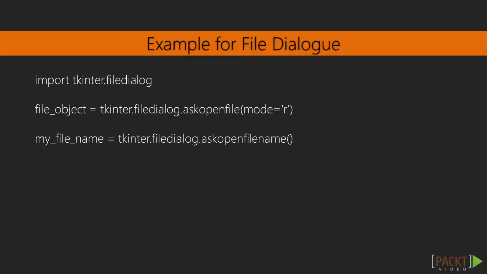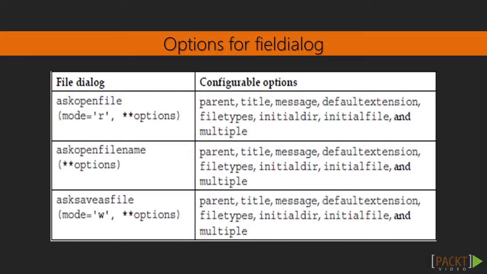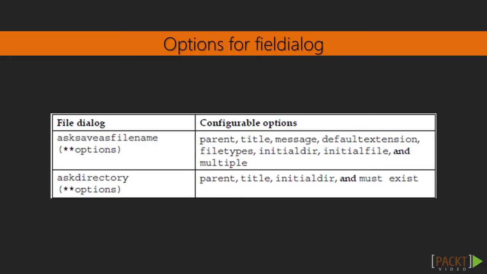Here's an example. We then call the required function using this code. Or we use this code. The mode equals r option specified in the preceding code is one of the many configurable options that are available for the dialogs. You can specify these additional options for FileDialog. Equipped with a basic understanding of the FileDialog module, let's now have a look at its practical usage.